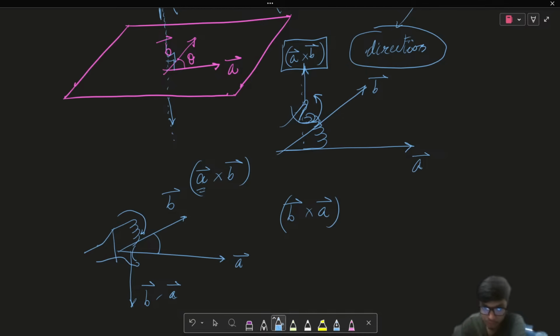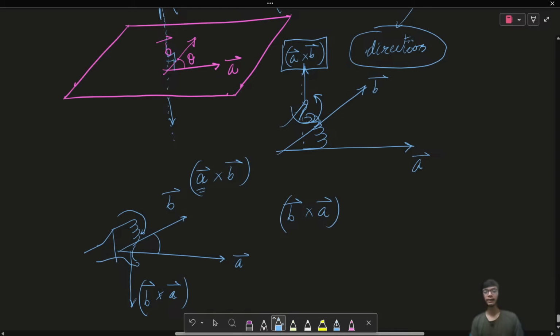Now what is very interesting to note over here is that when you do the cross product and you just change the order of multiplication, you get a totally different vector because the direction is different.